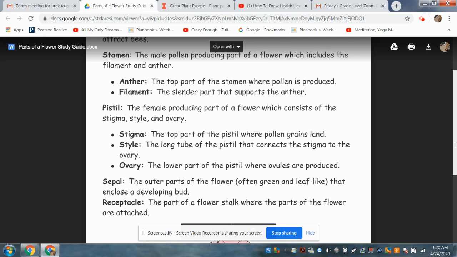Style, the long tube of the pistil that connects the stigma to the ovary. Ovary, the lower part of the pistil where ovules are produced. Sepal, the outer parts of the flower, often green and leaf-like, that enclose a developing bud. Receptacle, the part of a flower stalk where the parts of the flower are attached.